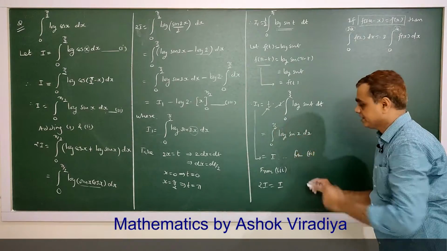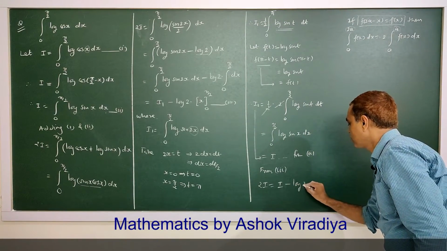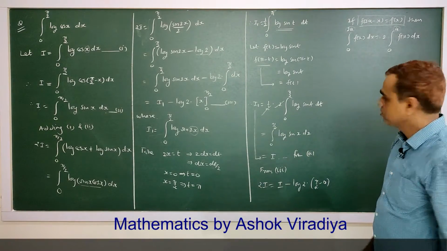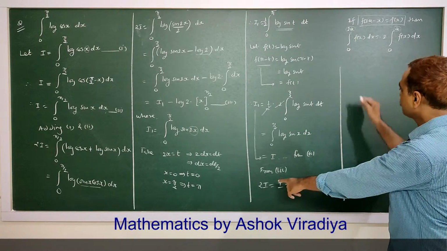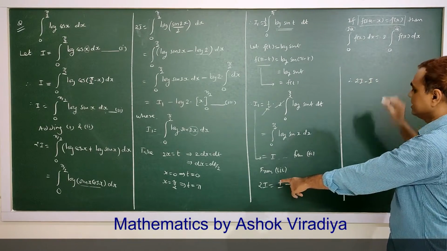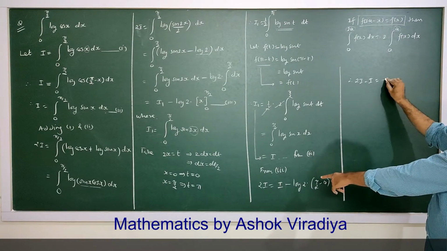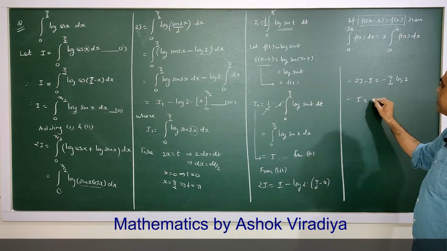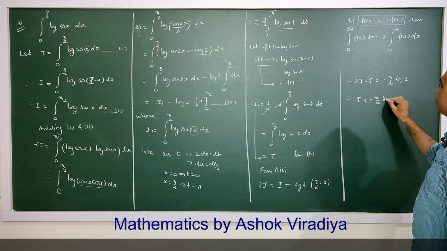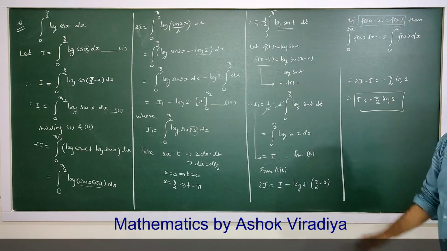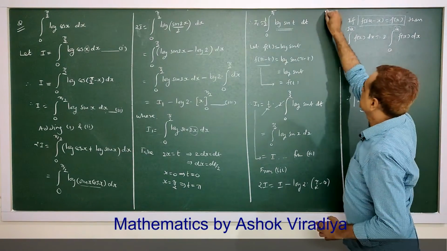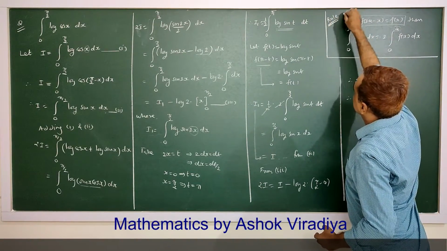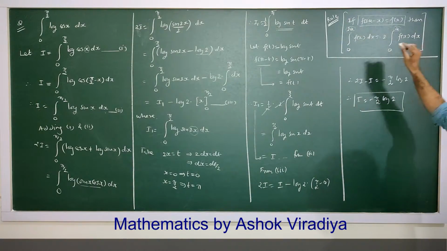So I minus log 2 into pi by 2 minus 0. So therefore 2I minus I equal to minus pi by 2 log 2. Therefore the integral is minus pi by 2 log 2. This is the required integral. So in this question, this rule is used.